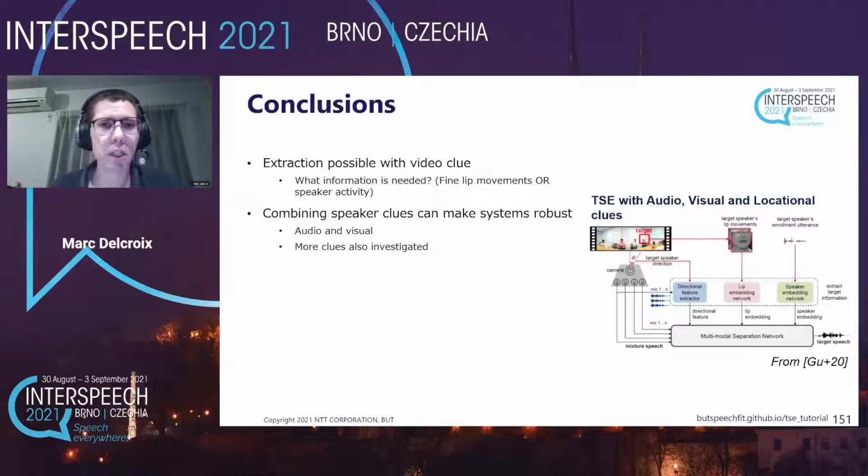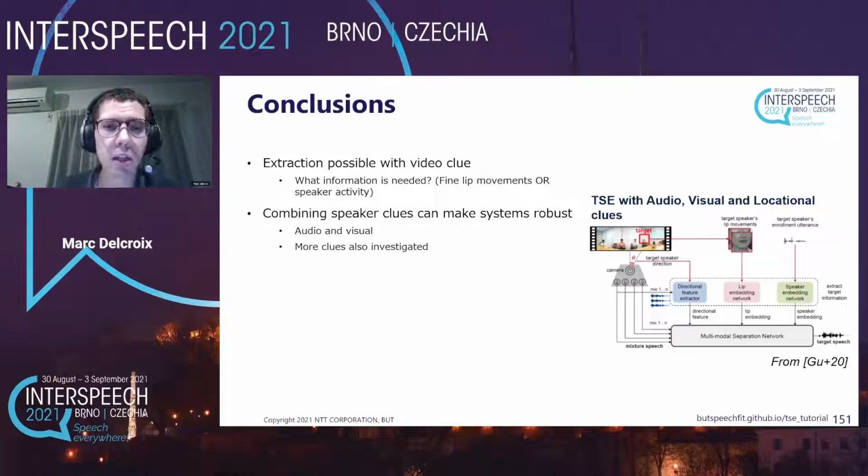And now I will conclude the audiovisual part of this tutorial. First, I want to emphasize that it's possible to do extraction with video clues, and it works quite well. But what information is actually really needed is still, I think, an open question. Maybe fine lip movements are needed, or maybe speaker activity is mostly sufficient. If we can better answer this question, it may be useful to design very practical and maybe lightweight systems, for example.